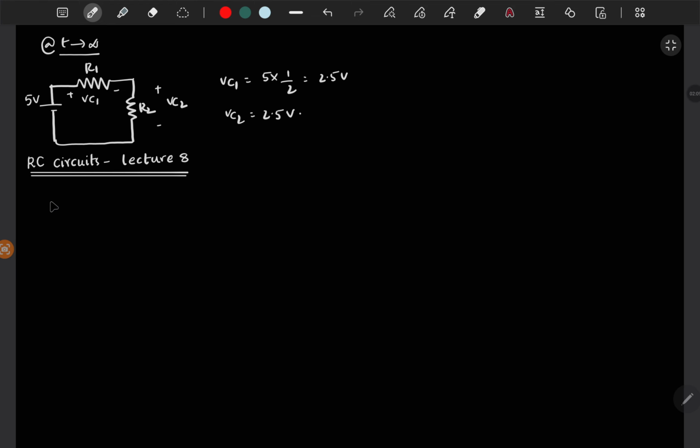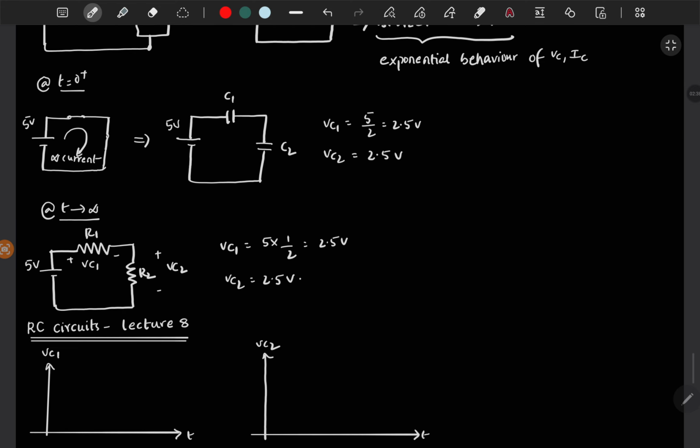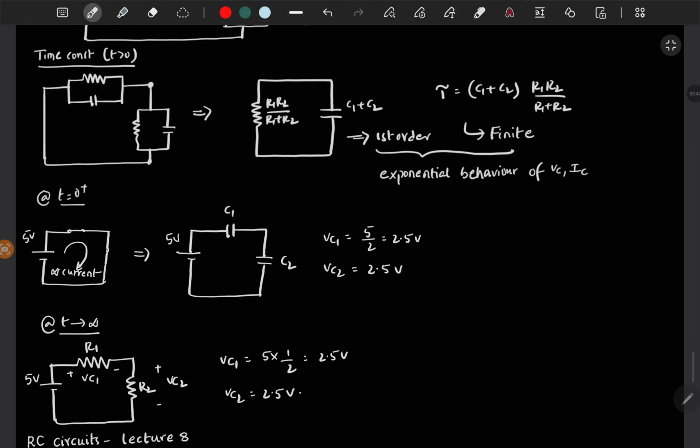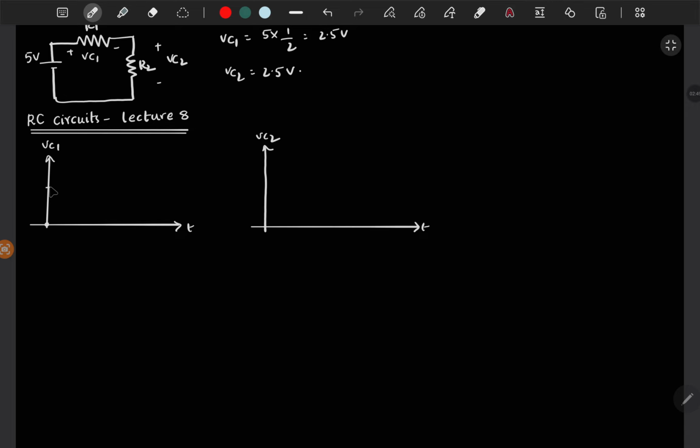So it means, for Vc1 and for Vc2, with respect to time, assuming the initial voltage is 0 for both the capacitors, so it was 0 and 5 volt is applied for t greater than 0, and then suddenly the capacitor will go to 2.5 since the initial voltages are 2.5, and then it will stay at 2.5 because the final voltage is also 2.5.